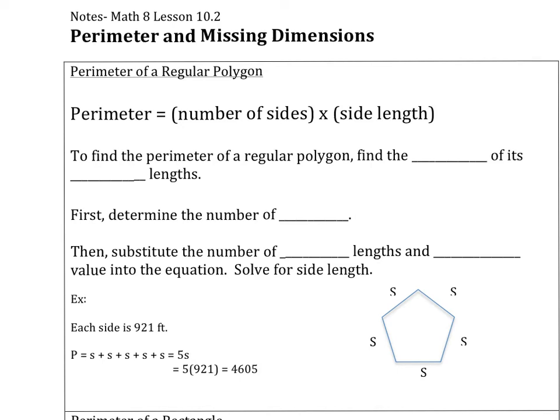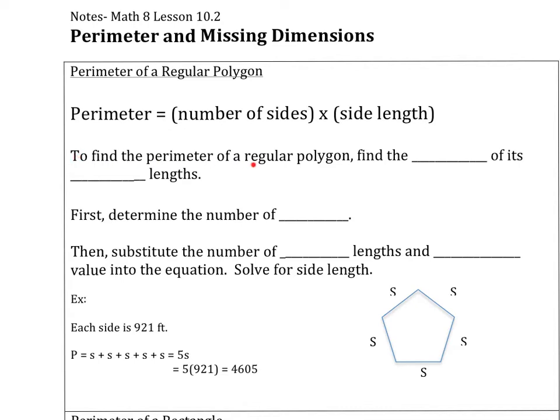Today we are doing 10-2 perimeter and missing dimensions. And we have the perimeter of a regular polygon. And right here we have the formula. So down here is a picture of a regular polygon. And the perimeter equals the number of sides times side lengths.